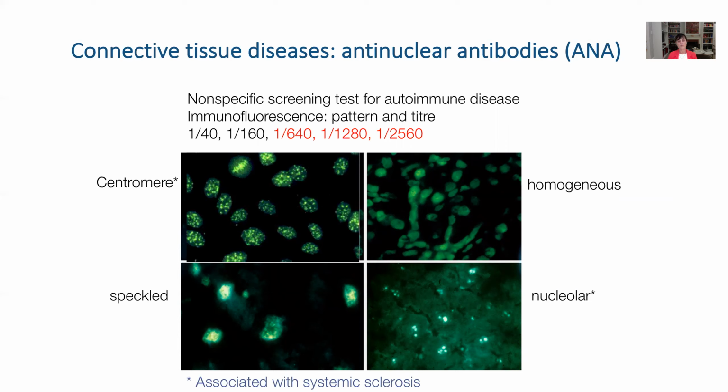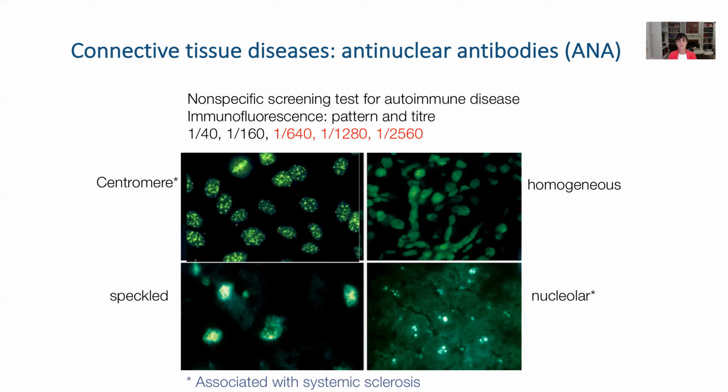And you can see that in each of the 4 slides, they appear in a different pattern, and this generally indicates that there is binding to different components of the nucleus. So on the left-hand side, in the upper panel, this pattern is called the centromere pattern, and this is staining due to binding of the patient's antinuclear antibody to the centromere of the chromosomes. And you can see there's one cell there undergoing mitosis where the chromosomes have all lined up in pairs held together at the centromere. On the right-hand upper panel, this is the homogeneous pattern.